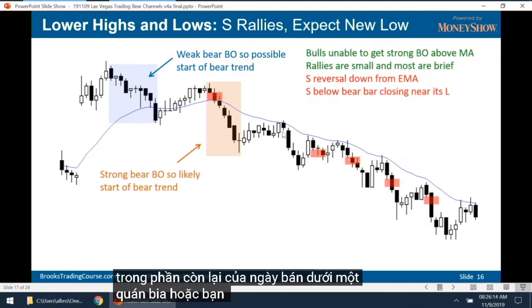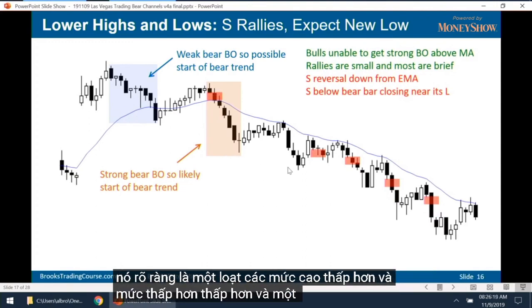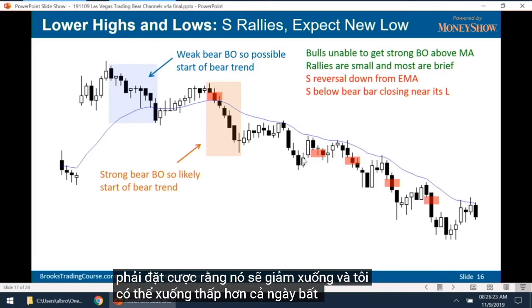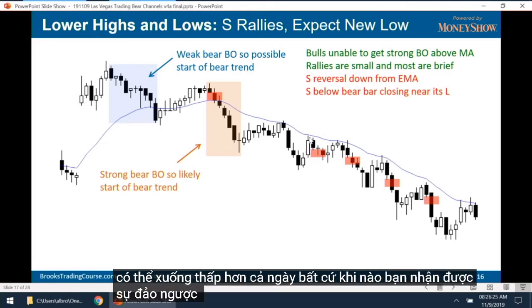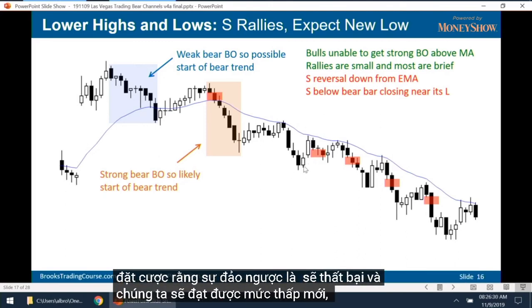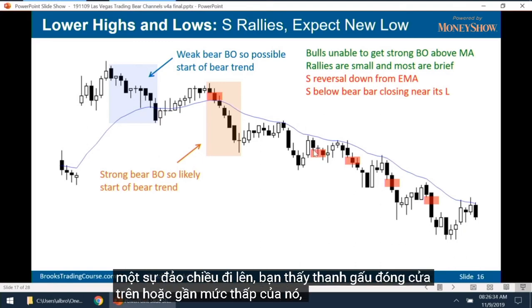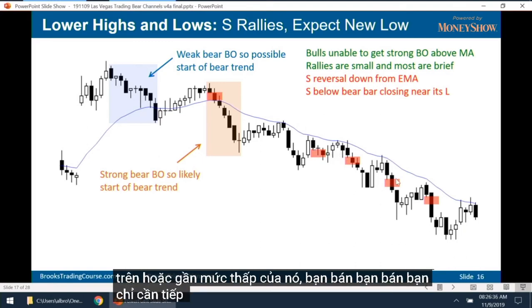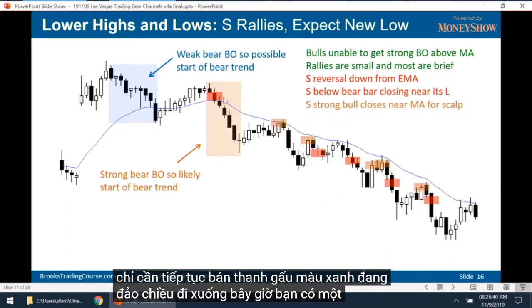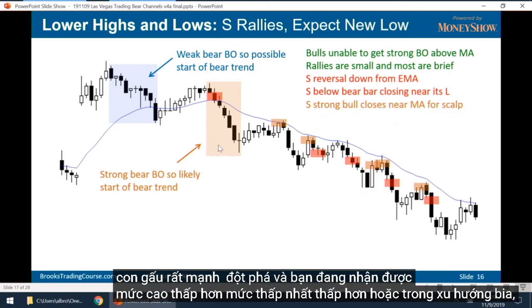Sell below a bear bar, or you can wait until we're getting clearly a series of lower highs and lower lows. And once you see that, you have to bet it's going to go lower, and it might go lower all day. Anytime you get a reversal up, you have to bet the reversal is going to fail, and we're going to get a new low. So you get a reversal up, you see a bear bar closing on or near its low, you sell. You just keep selling below bear bars, reversing down. Now, you have a very strong bear breakout, and you're getting lower highs, lower lows, you're in a bear trend.